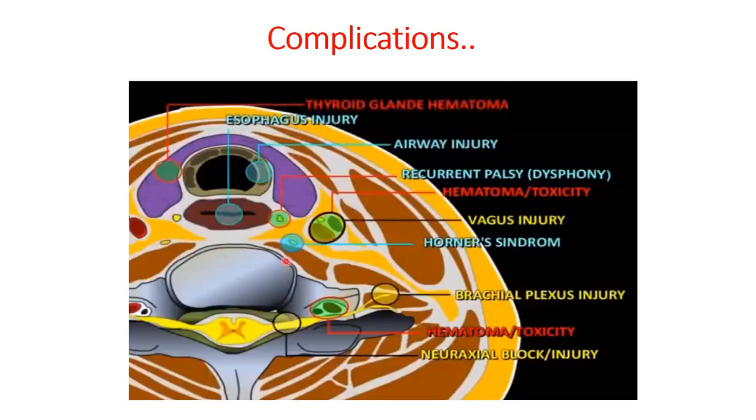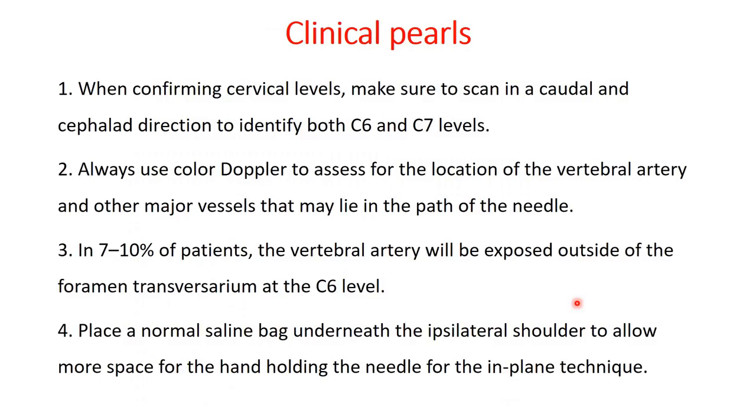As the drug seeps out posteriorly, you can block the brachial plexus, which is present between the scalenus muscles. If you give an overdose, usually I will not cross more than 5 ml. If I give more than 5 ml, there is a high chance of neuraxial blockade or injury as well. These are some clinical pearls which I got from my experience.